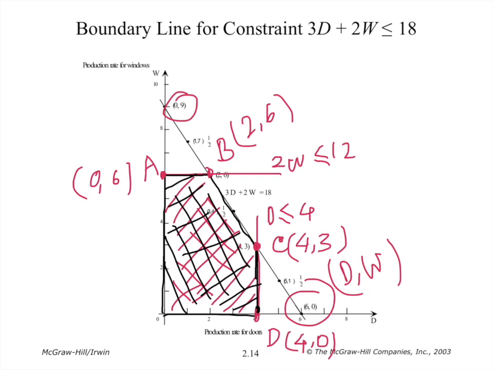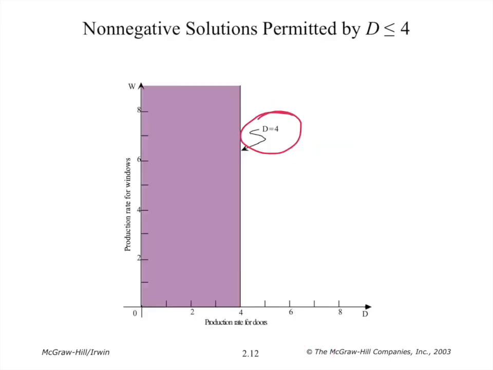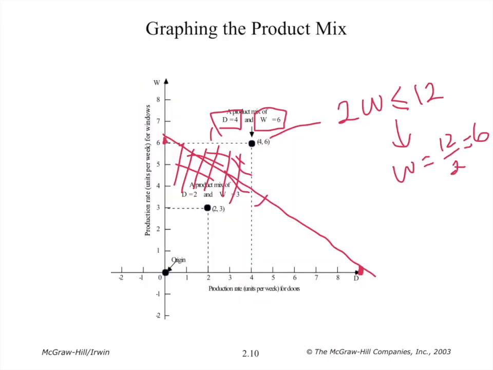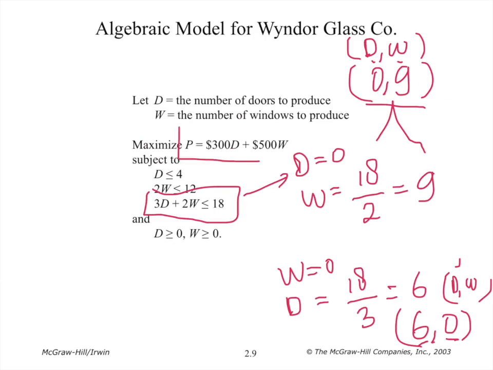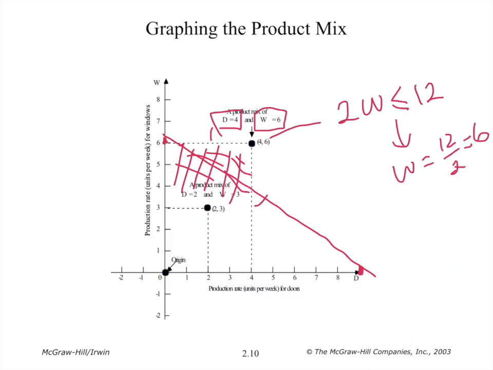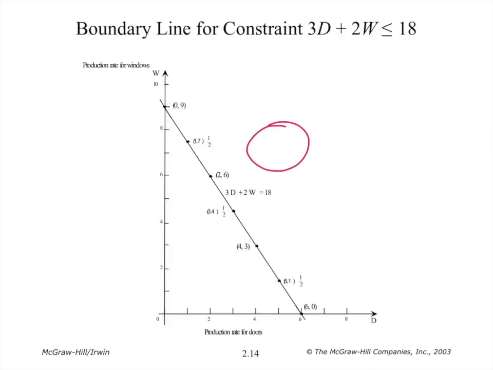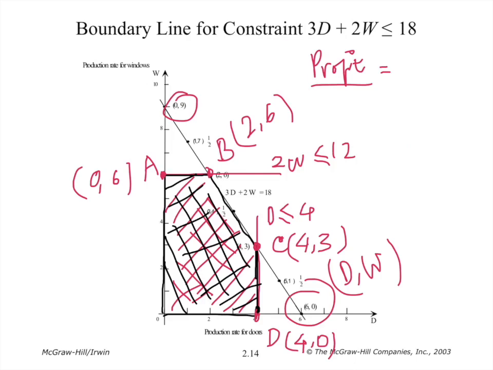Okay. And how do you find the maximum solution? The maximum solution is the profit. What is the profit model we have? The profit model we have, okay, we see again, is the maximum profit: 300T plus 500W. We can examine every point here.